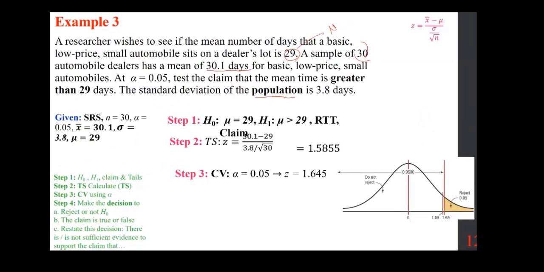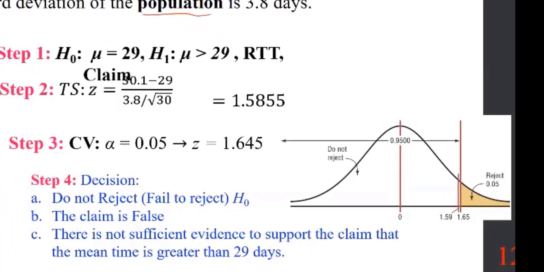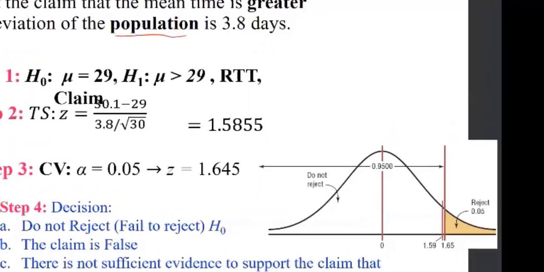Because you're not rejecting H0, in essence you're rejecting H1, and therefore you're rejecting the claim, so the claim is false. So you can write the rest: do not reject H0, the claim becomes false as a result. There is not sufficient evidence to support the claim that the mean time is greater than 29 days.